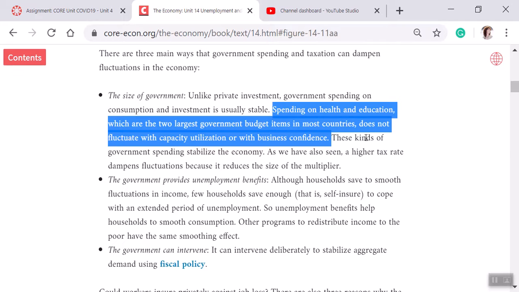Or the cost of hand sanitizer, right? Or even the cost of gasoline that's always fluctuating, okay? Health and education is pretty steady. It might tweak a little bit in one direction or the other, but it doesn't change a lot. And that stabilizes the economy, because we know we can rely on that.